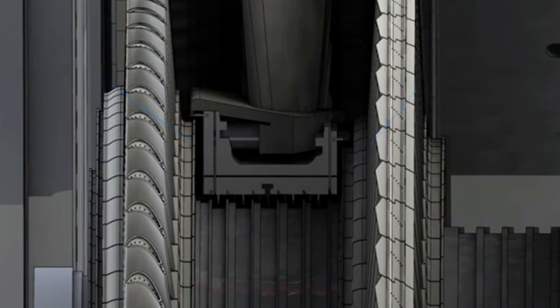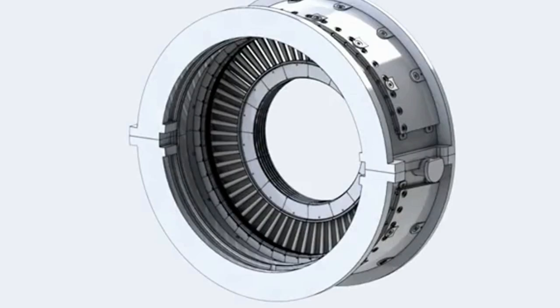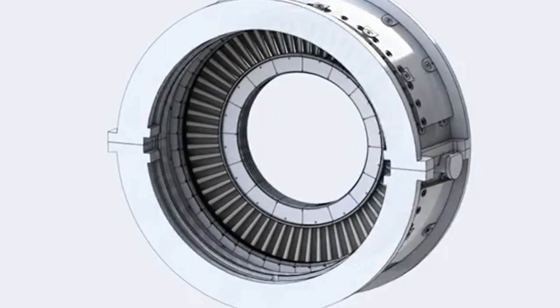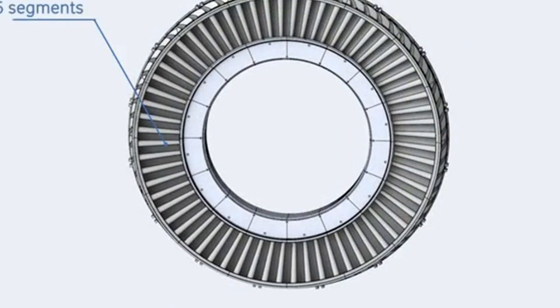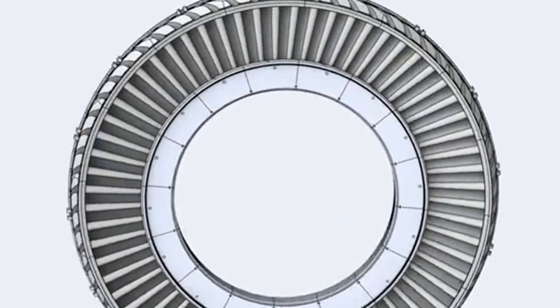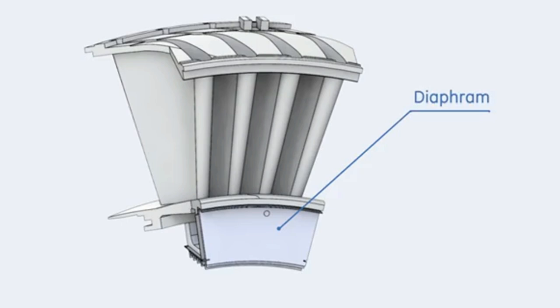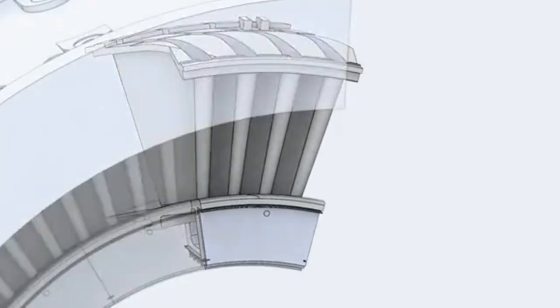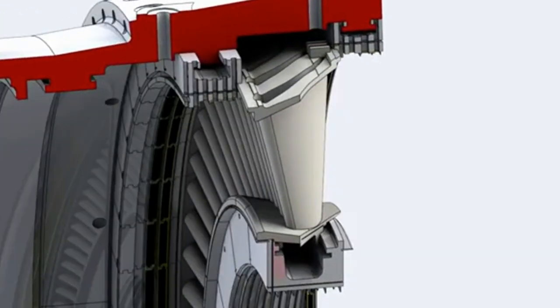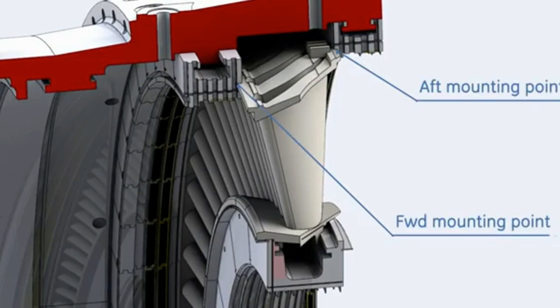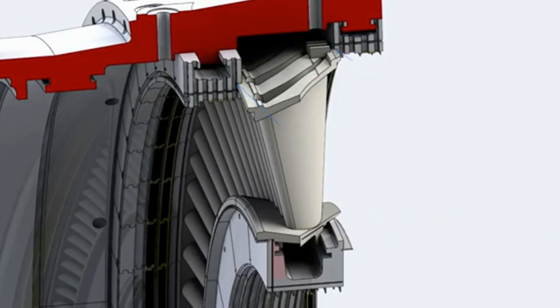The third stage nozzle receives the hot gases from the second stage rotor buckets, expands it further, and directs this flow to the third stage rotor buckets. The third stage nozzle set consists of 16 segments. Each segment contains 4 airfoil partitions. A diaphragm segment is also attached to the inner sidewall of the nozzle. The third stage nozzles are not air-cooled. These segments are installed to the stator in the same manner as the second stage nozzle. The third stage nozzle is supported by the second and third stage shrouds.